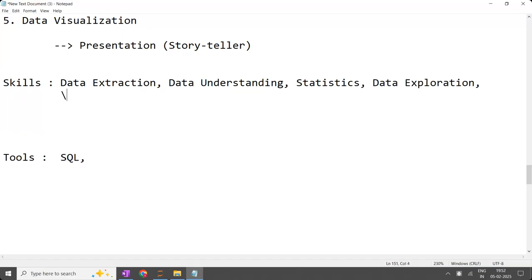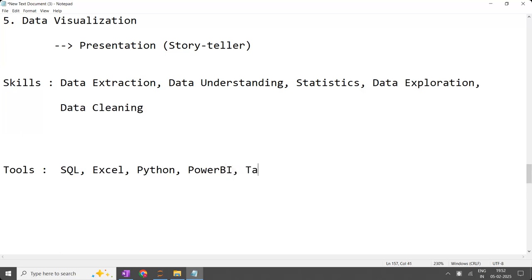After that, the next skill is called data cleaning. Data cleaning can be done either in Excel, in Python, in Power BI, or in Tableau. So these are the different options. Once you have done the data cleaning, you are going to do the data analysis. After the data analysis, you are going to do the data visualization. And using the data visualization, you are going to do the presentation.